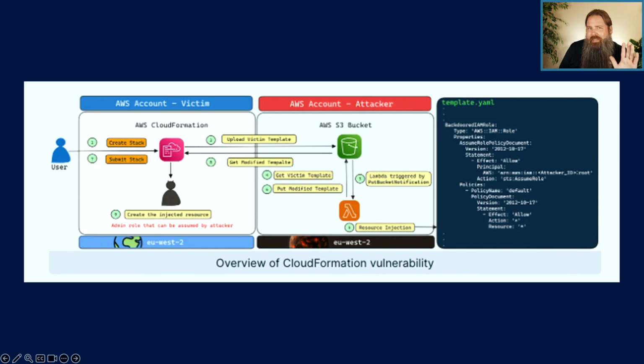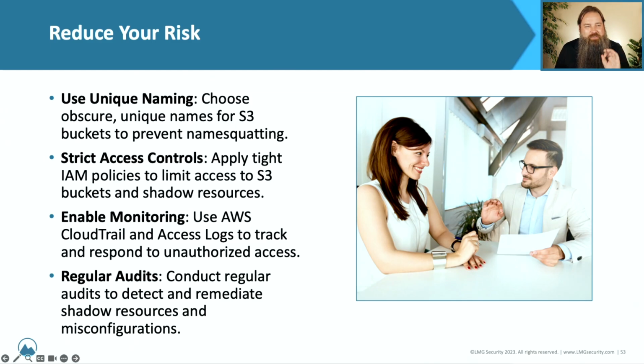So I know that one's a little technical, but we'll talk here just for a quick second about reducing your risk. If you are going to be utilizing a system like Amazon's EC2 or CloudFormation systems, make sure that you're using obscure, unique names for S3 buckets to prevent any kind of that name squatting. If the attacker can't guess what the name of your bucket is, then this attack stops working right there. So good security tip for you.